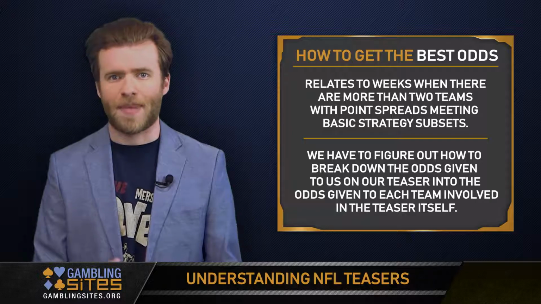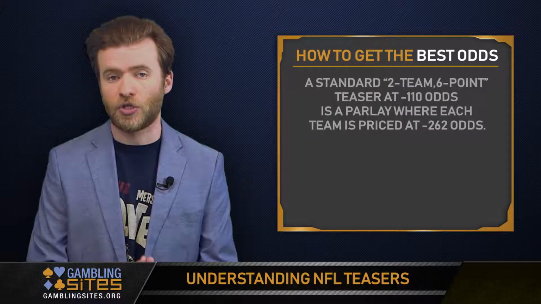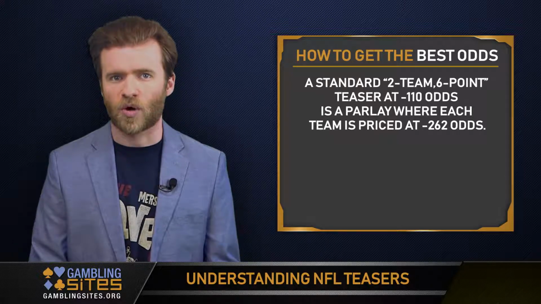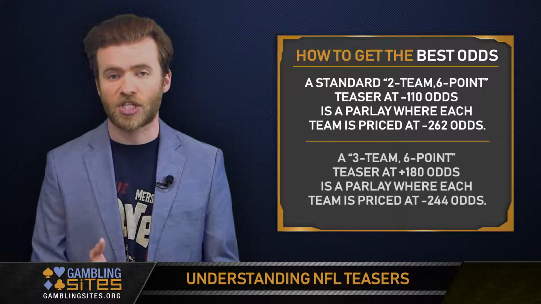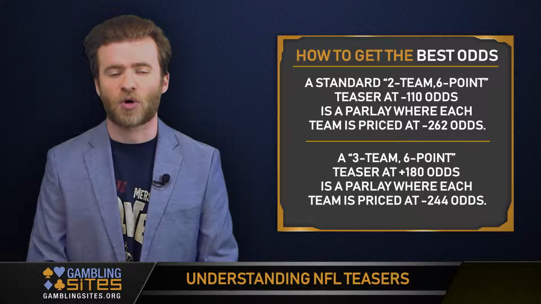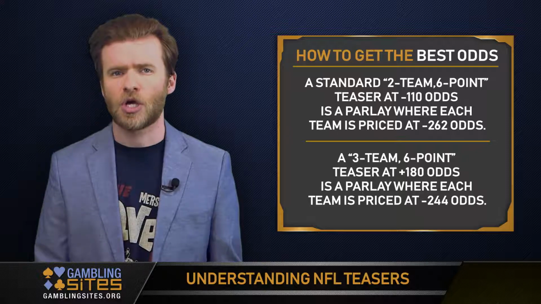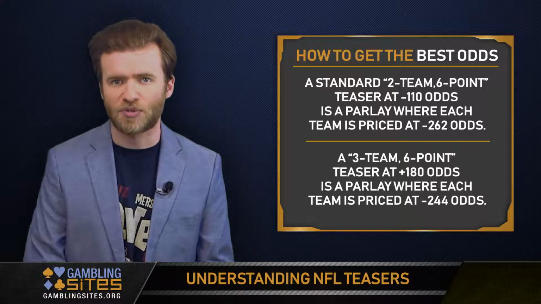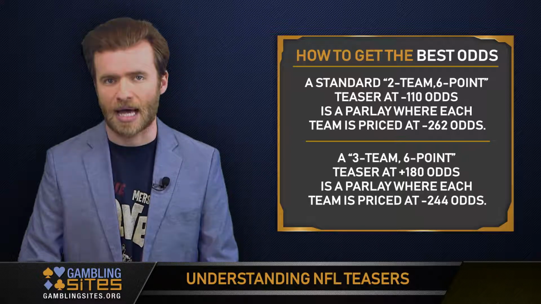Without filling your screen with math problems and numbers just going everywhere, just know that a standard two-team 6-point teaser at minus 110 odds is a parlay where each team is priced at minus 262 odds, and a 3-team 6-point teaser at plus 180 odds is a parlay where each team is priced at minus 244 odds. So how do you use those numbers? Well, it means that you're getting better odds by playing a 3-team 6-point teaser when at least 3 teams meet the requirements we set out in the last segment.